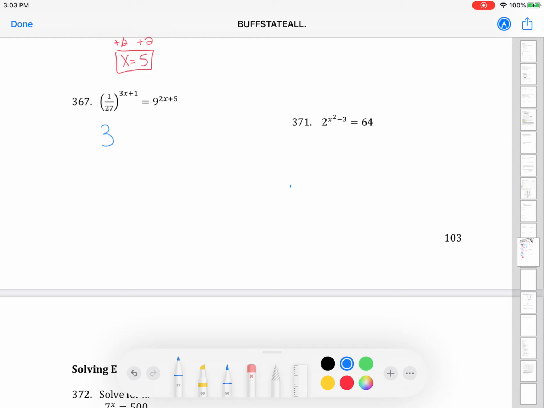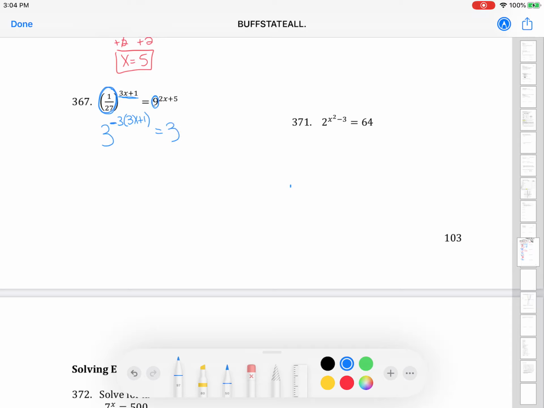So for 27, if I need to write 27 with a base of 3, notice the 27's in the denominator, which tells me right away it's got to be a negative exponent. And 3 to the third power is 27. Now, that's just rewriting this piece right here. I have to bring down the rest of this exponent because it's still part of the problem. I'm going to bring it down as 3x plus 1 next to that negative 3 that goes along with my 1 over 27.